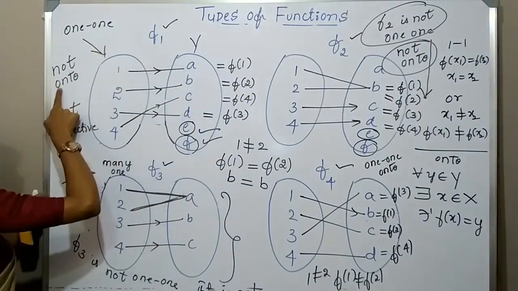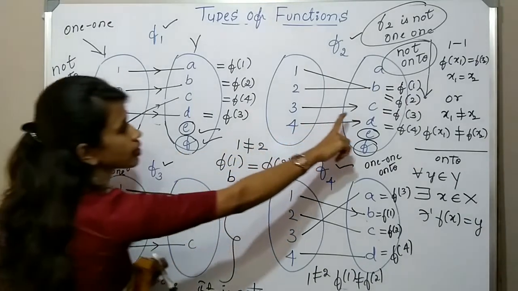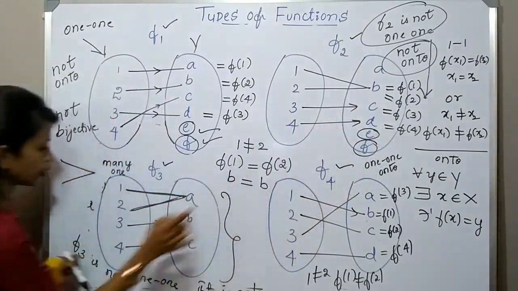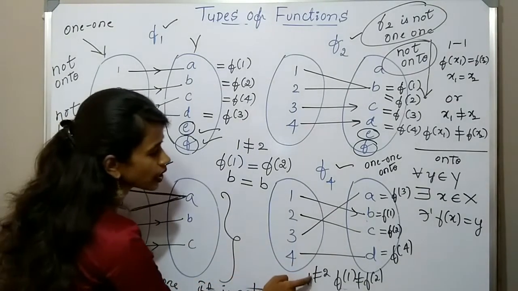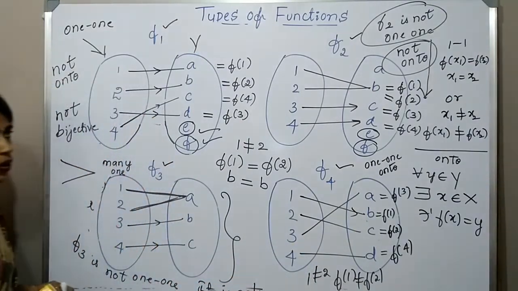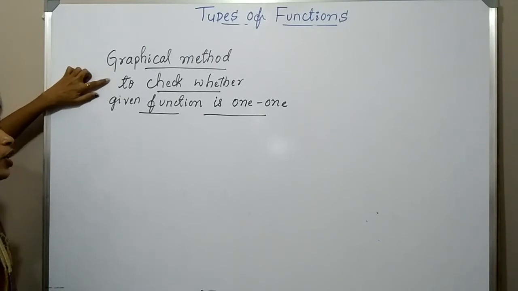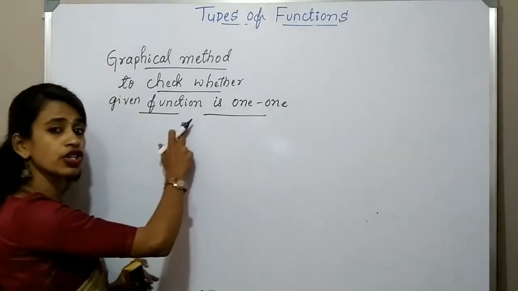Which is 1-1 but not onto. Here, this is not 1-1, not onto. Here, which is also not 1-1 but onto. Here, this one is 1-1 and onto. Is it okay? Here is the graphical method to check whether the given function is 1-1.